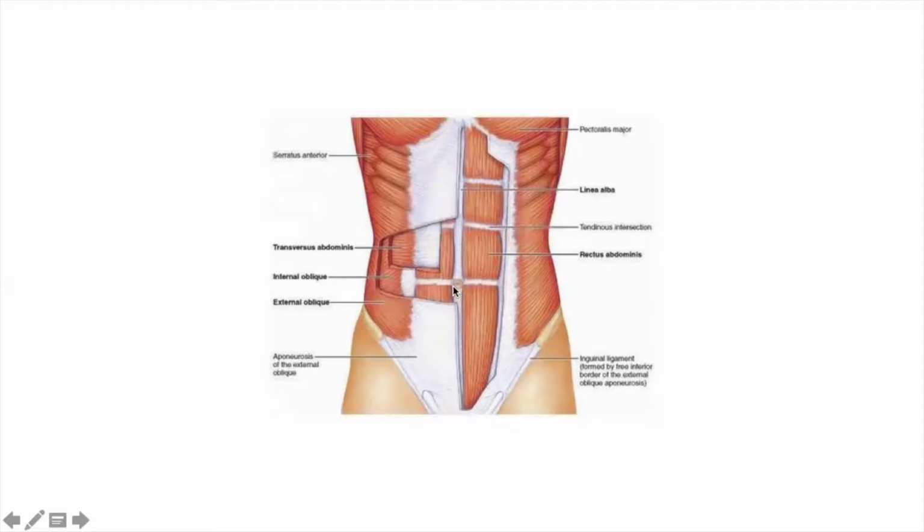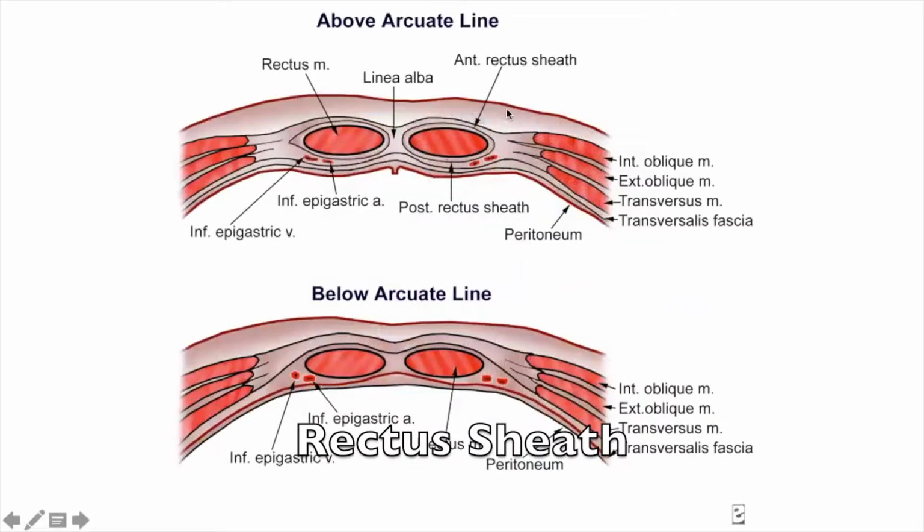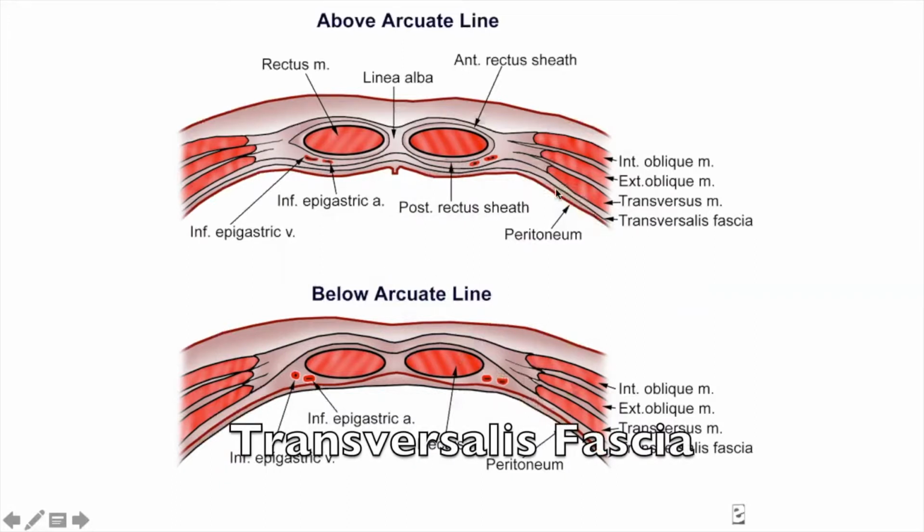The rectus sheath can be shown in this picture. We have the anterior rectus sheath and the posterior rectus sheath, but below the arcuate line, you only have the anterior rectus sheath, and that's what the arcuate line indicates. You can also see the transversalis fascia on the very inside. It's also on this diagram.